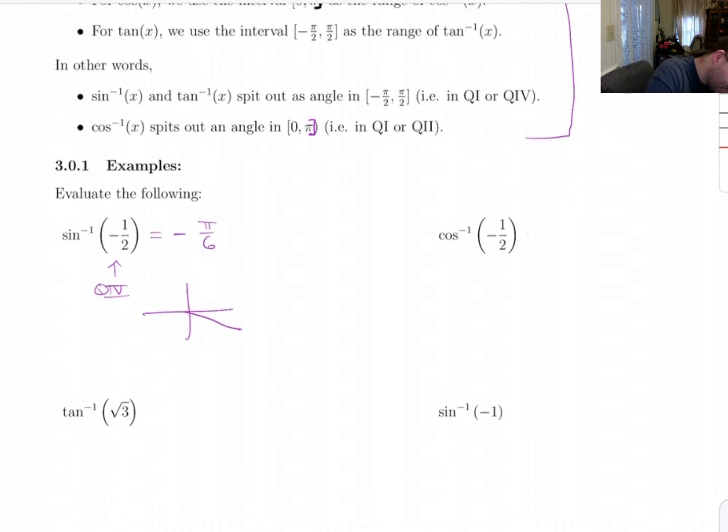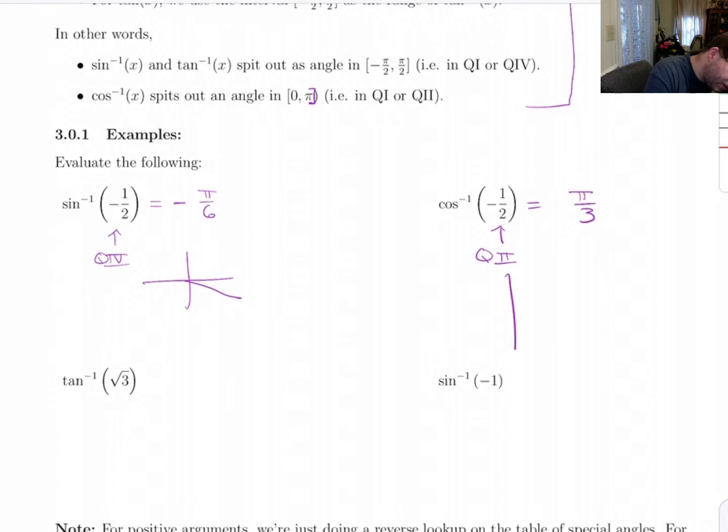Inverse cosine of negative 1/2. Now, inverse cosine of a negative number gives us something in quadrant 2. So for a moment, pretend the negative's not there. If this were just inverse cosine of 1/2, the answer would be pi over 3. But what this means is we've got to draw a reference angle of pi over 3 into quadrant 2. So going around here, this angle is 2 pi over 3. So I shouldn't have written that up there. This is 2 pi over 3.